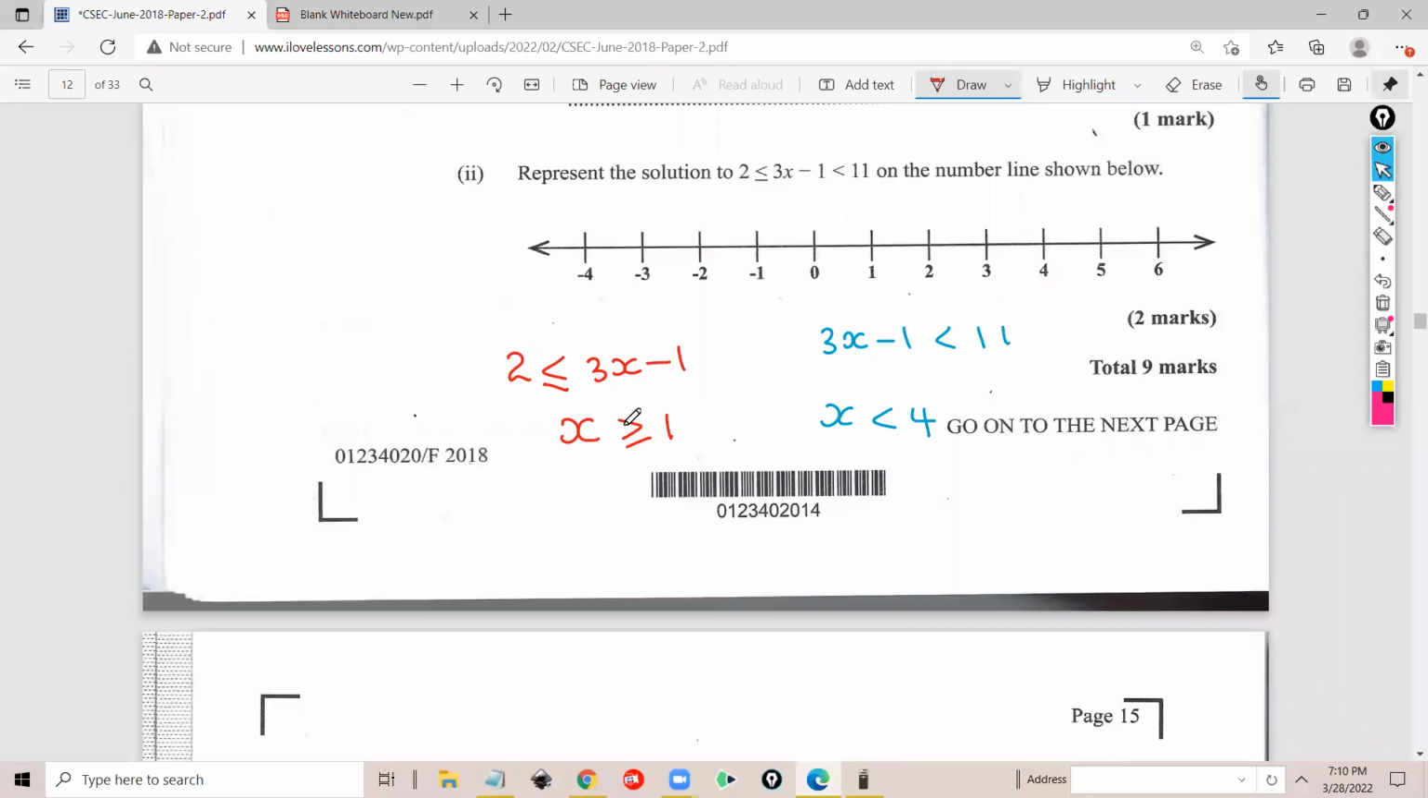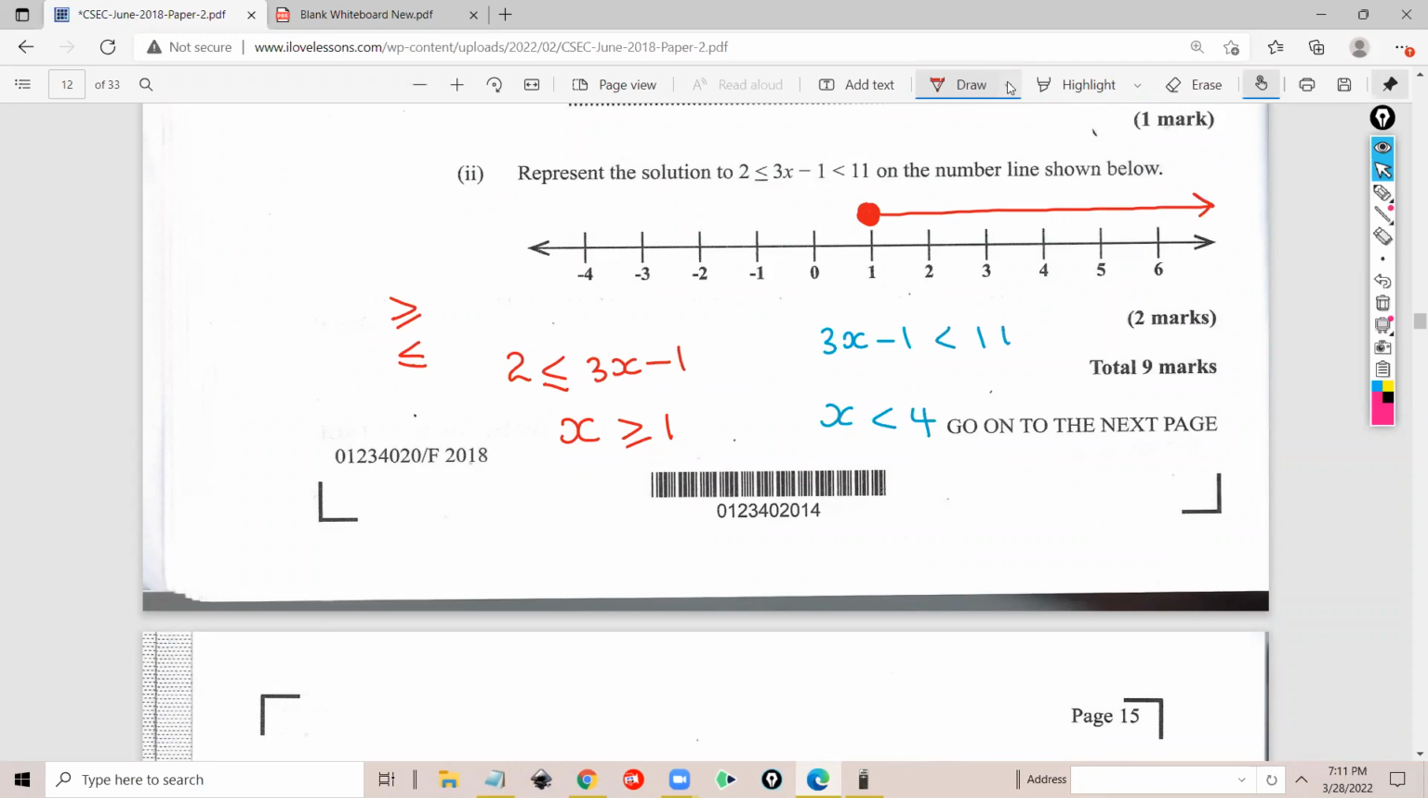Now it's more than or equal to. Anytime it has the extra line underneath, you just have to draw a shaded circle. So over here, we're just going to draw a shaded circle, right? And we want x to be more than 1. So that means we go in this direction. This direction is more than.